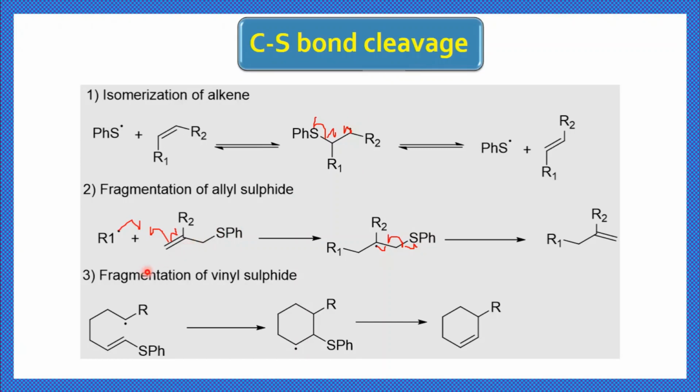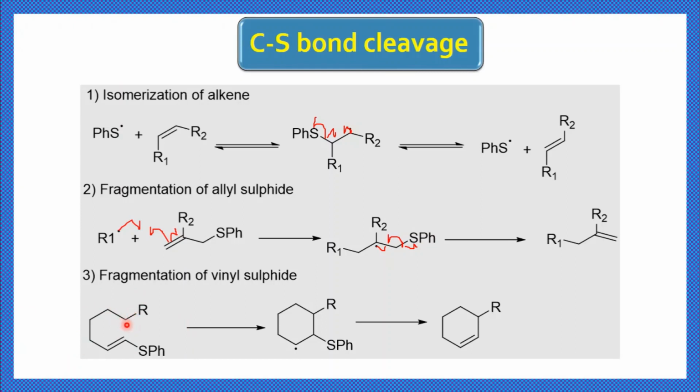Now the next step is the fragmentation of vinyl sulfide. So this is your vinyl sulfide. Directly this SPh is attached to the carbon carbon double bond, so it's a vinyl sulfide. So this CH2 radical is generated from, consider here a halide group is attached, and we are directly writing this radical. You have to consider that one step is there before this, and we are directly writing this radical.